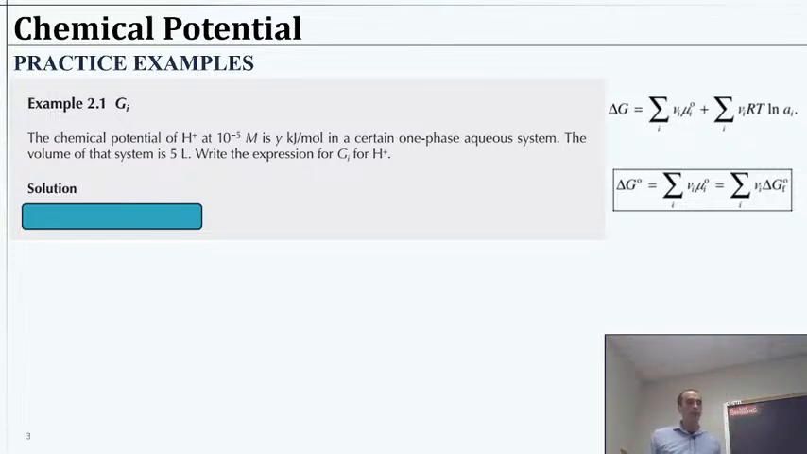The problem says the chemical potential for H+ at 10 to the minus 5 moles per liter is Y kilojoules per mole in a certain one-phase aqueous system. The volume of that system is 5 liters. And then it says write the expression for G for H+. We don't know Y, so leave Y in your equation. But just see if you can write out G equals what? And you see the solution itself is quite short, right? It's just writing it out. So give a moment of thinking to that.